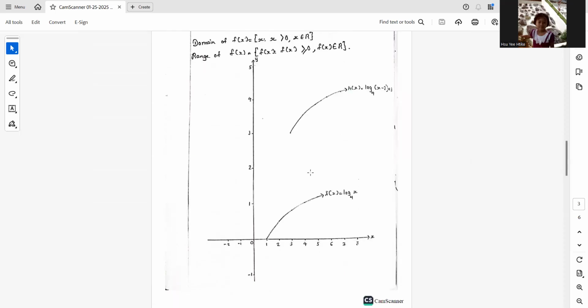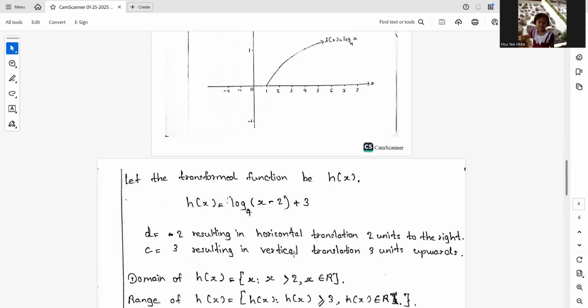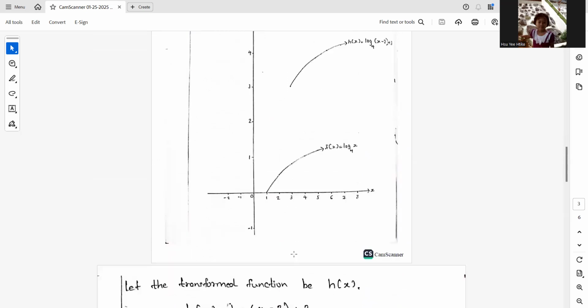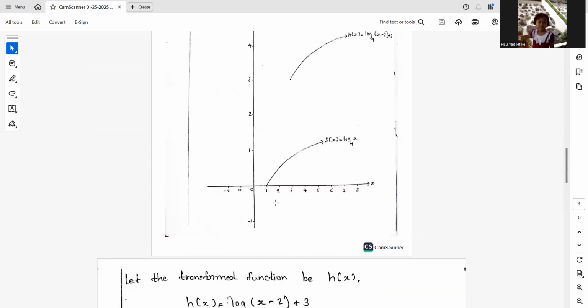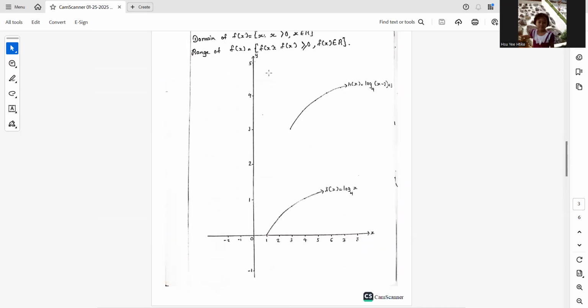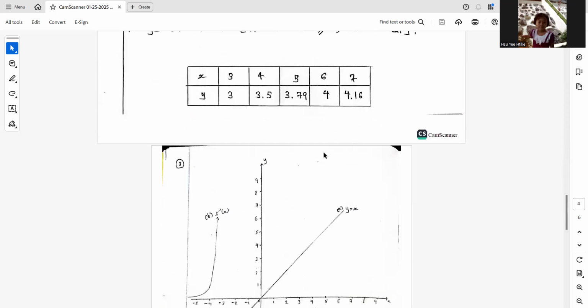By looking at these two graphs, we can see that the transformed function moved 2 units to the right and moved 3 units upwards. It's clear. We can see it clearly on this grid. So this is all for question number 2.